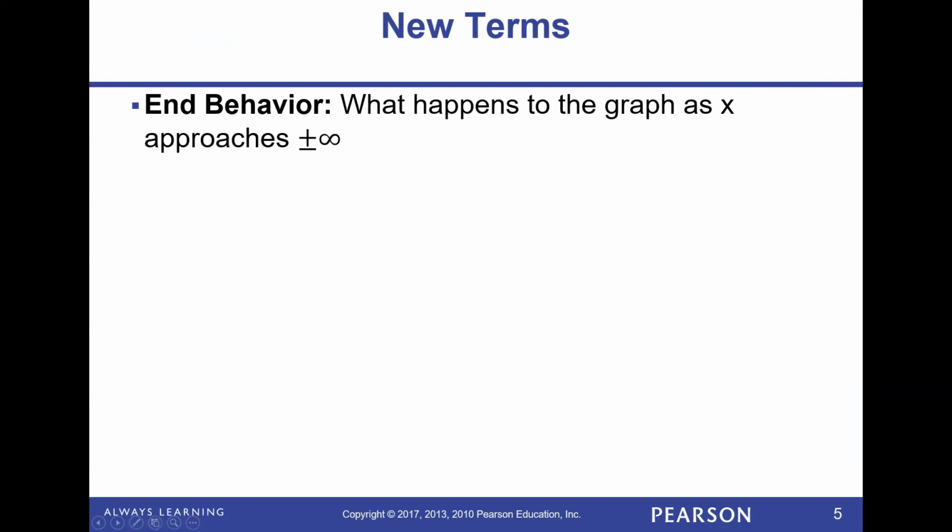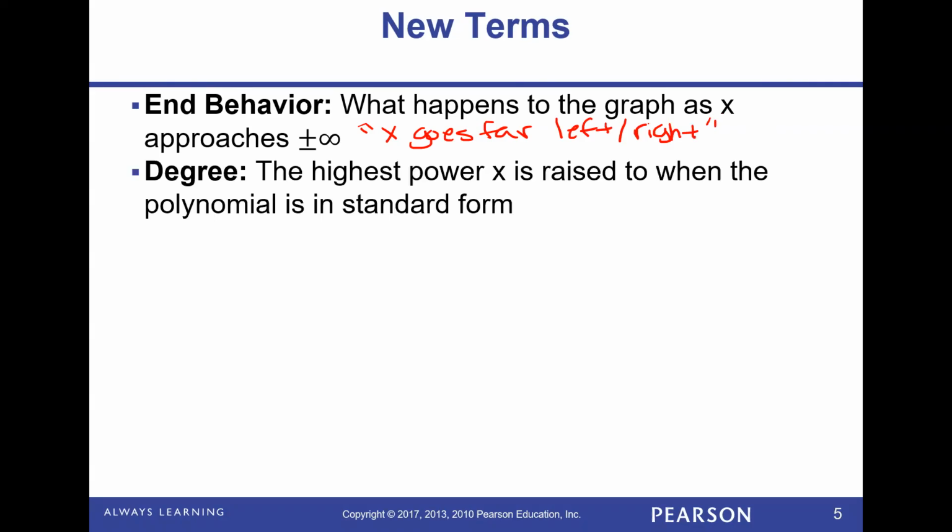I know it says as x approaches positive or negative infinity, but think of it as basically as x goes far left or right. If you don't see it with the infinities, that's basically what we're talking about there. The degree is going to be another new term. And again, I've already kind of used it already, and it's the highest power x is raised to when the polynomial is in that standard form.